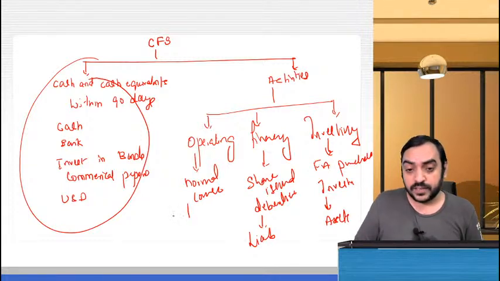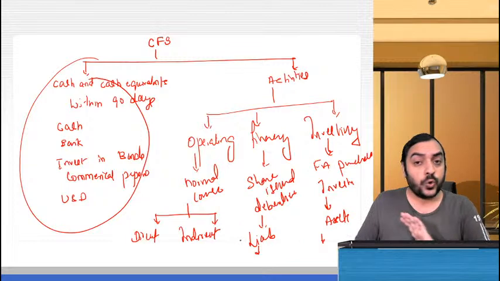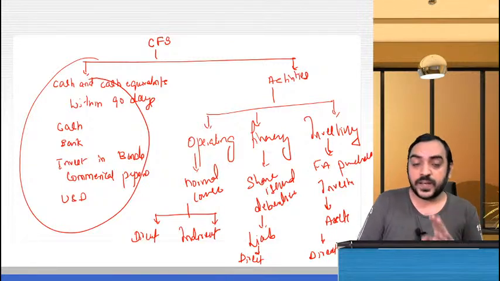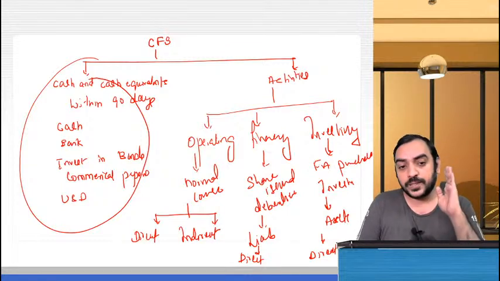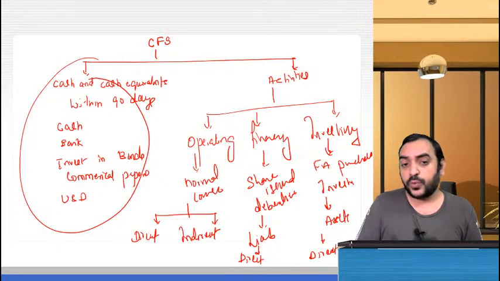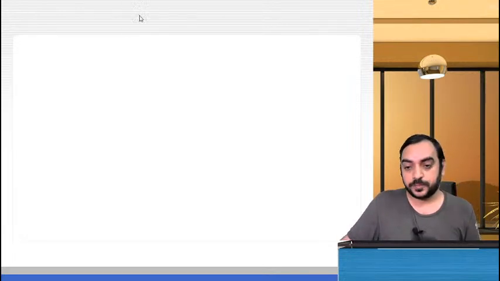In operating activities, we have two methods of preparation: the direct method of cash flow statement, and the indirect method of cash flow statement. Whereas for financing and investing, we don't have the choice; we only follow the direct method. The indirect method is applicable only in case of operating activities. Before we go to the problem, we'll do a quick format discussion, especially with respect to the indirect method.